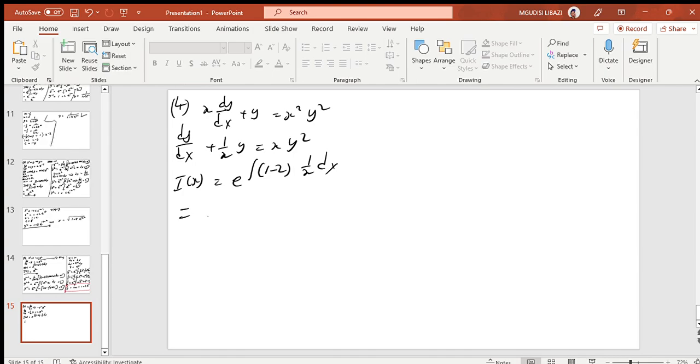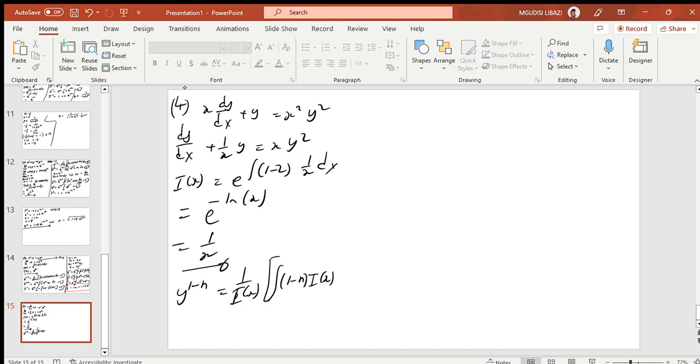That means now we have e raised to negative 1, 1 minus 2 is negative 1, and then the integral of 1 over x is natural logarithm of x. That means we get 1 over x there as our integrating factor. That means now y raised to 1 minus n is equal to 1 over I of x, into the integral of 1 minus n multiplied by I of x multiplied by q of x multiplied by dx plus c.